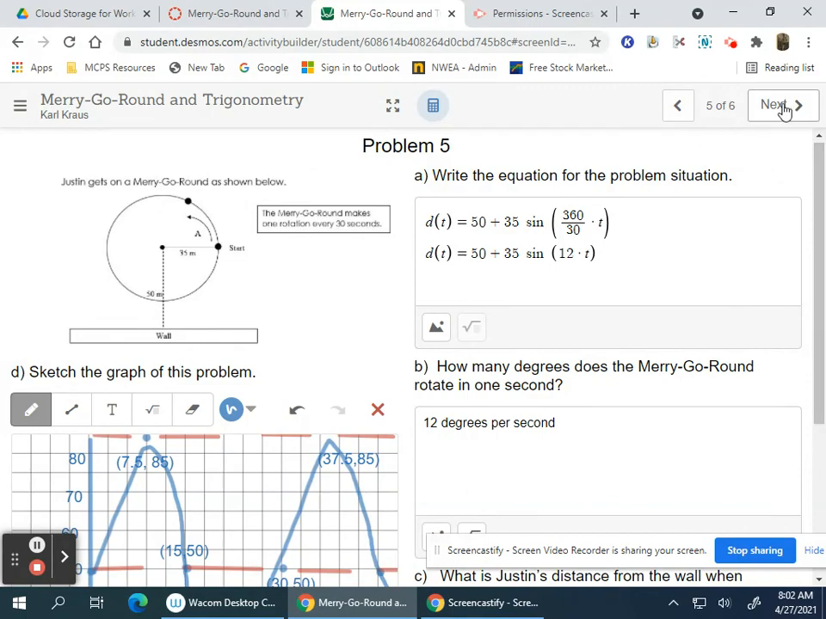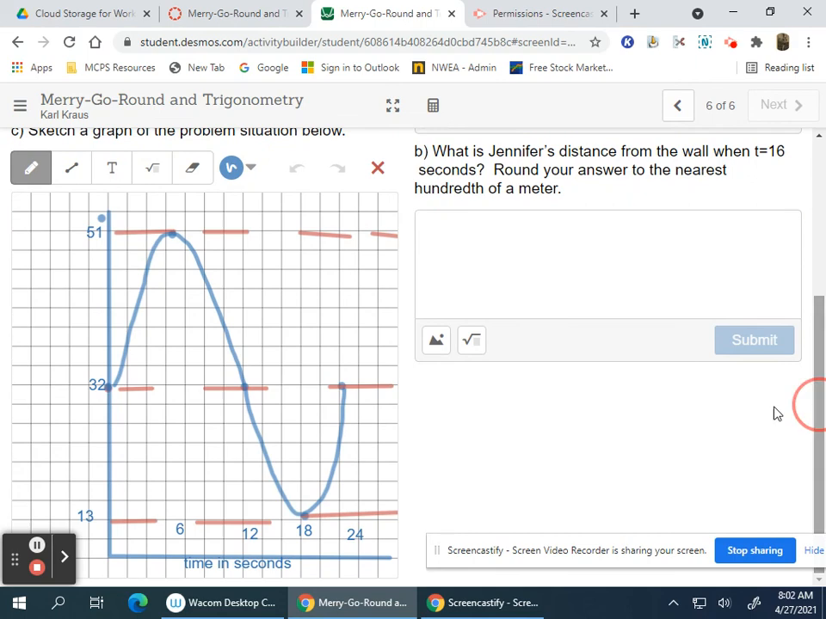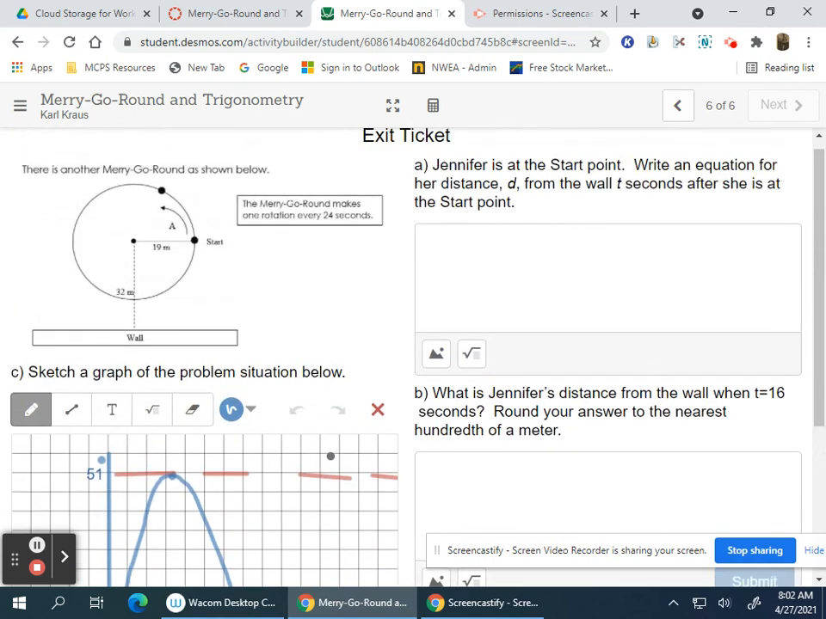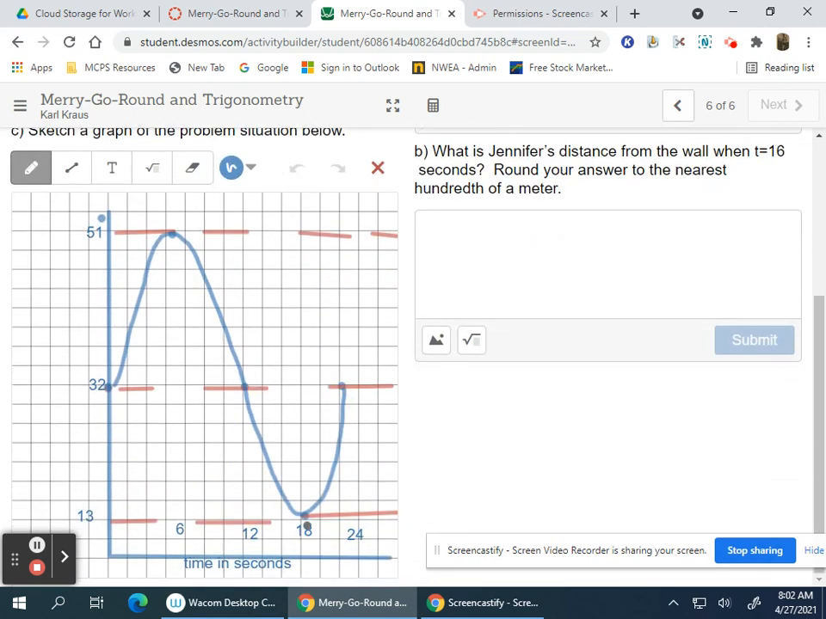So you can do the exit card on your own. Here's a little clue of sort of what it would look like. You wanted to go from a minimum of 13 to a maximum of 51, center line 32. At 0, you're at 32. And then 6 seconds, you're at a maximum, 18 seconds minimum, and then 24 seconds back on the center line, 12 seconds on the center line.